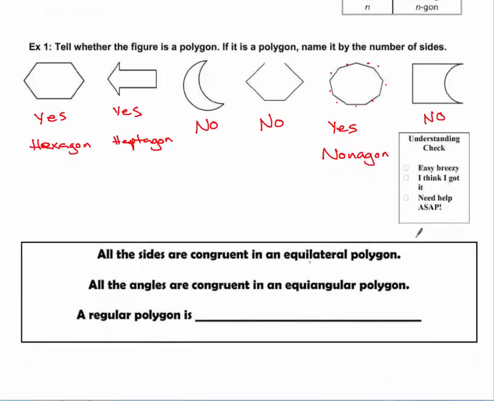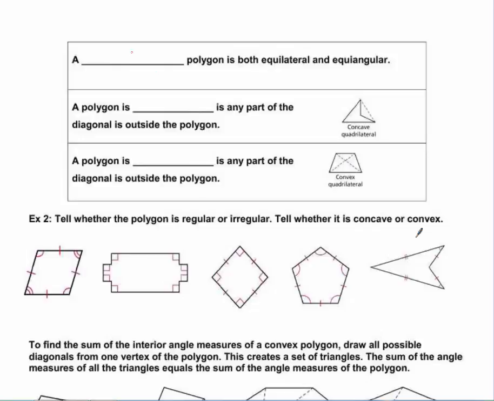Okay, and just like you learned about equilateral and equiangular triangles, an equilateral polygon is one where all the sides are congruent, and an equiangular polygon is one where all the angles are congruent. And we say that a regular polygon is both equilateral and equiangular. Okay, so that's what word goes in here. A regular polygon, remember equilateral, equiangular, means all the sides are the same and all the angles are the same.